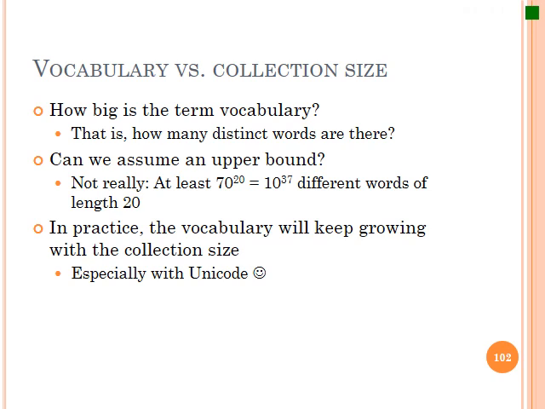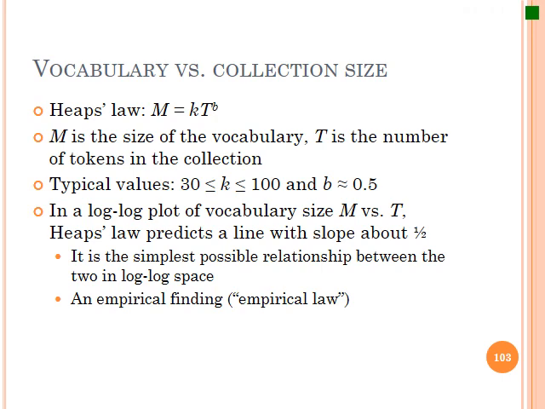But in practice, the vocabulary will keep growing with the collection size. What does that mean? That means depending on the size of your collection, you can estimate the size of your vocabulary. This is important. We want to know the relationship between the size of your vocabulary and the size of your document collection. There's one empirical law that governs this relationship, and this law is called Heaps' law.